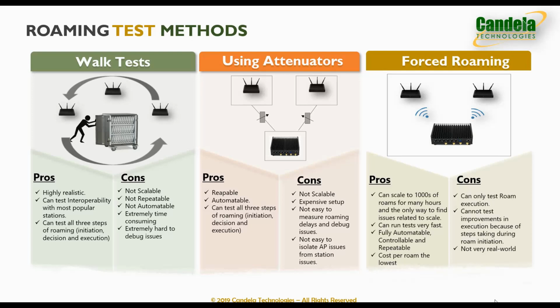The third method is the forced roam method, where we can use a piece of test equipment that can emulate one or more Wi-Fi stations and send a command to the station to initiate a roam on demand. This method is mainly focused on testing the roam execution step, where the AP and the network elements behind the AP play the biggest role. This method is highly repeatable and also very scalable.